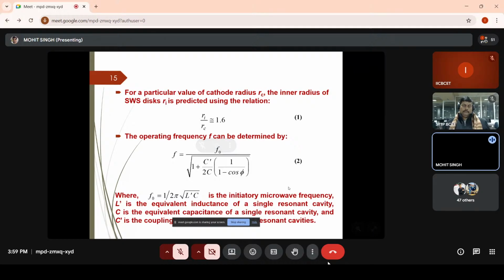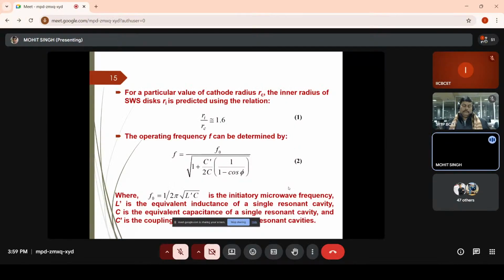But here we have to do the reverse engineering. Here we have to do the reverse engineering, means with that formula we have to calculate what will be the period at which the discs are kept and what will be the thickness of the disc. That formula will be helpful to calculate.